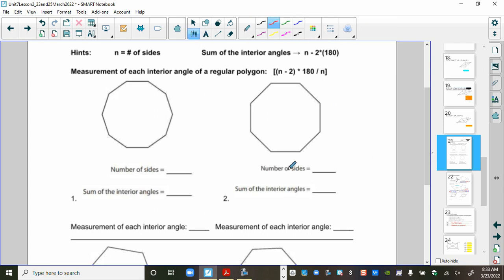So if you want, I'll show you real quick. Well, how many sides do we count up here? All right. Then you follow this step right here. Do the 10 minus 2 times 180. What would you get?